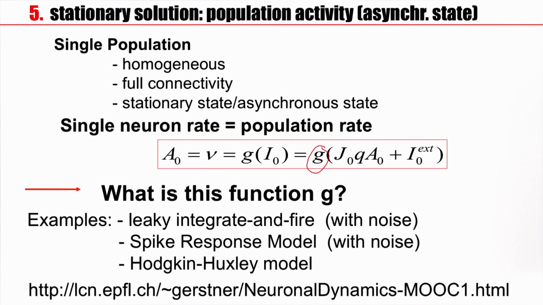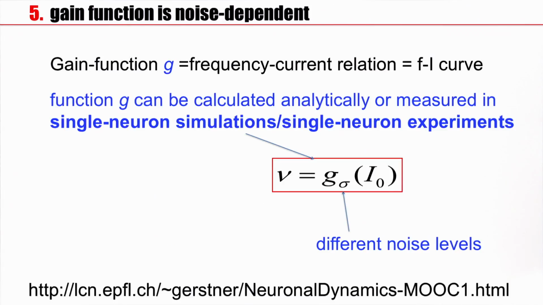So, of all the many different neuron properties, once you are in a stationary state, the only thing that matters is this FI curve, the frequency-current curve. What matters is this function g. So once you have the connectivity parameters of a neuronal population, you can predict the population activity based on single neuron properties. And the relevant single neuron property is the FI curve, which itself may depend on the noise level that you have in your network.